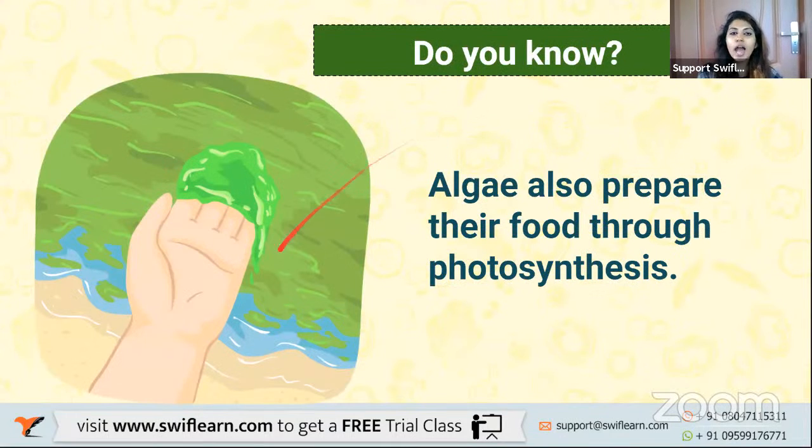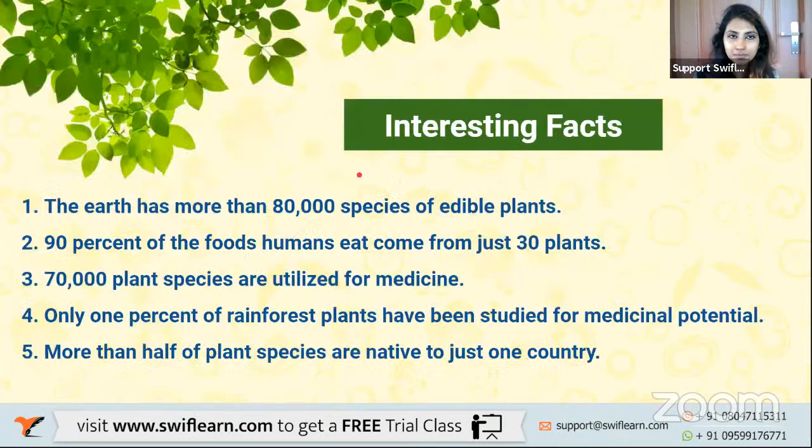Now, algae we do not call exactly plants, but they are organisms. Algae also has green color. Whenever you see any organism that is green in color, it contains the pigment chlorophyll, which has the power of making food on its own. So algae is not a plant, but still it is making its own food through what? Through photosynthesis.